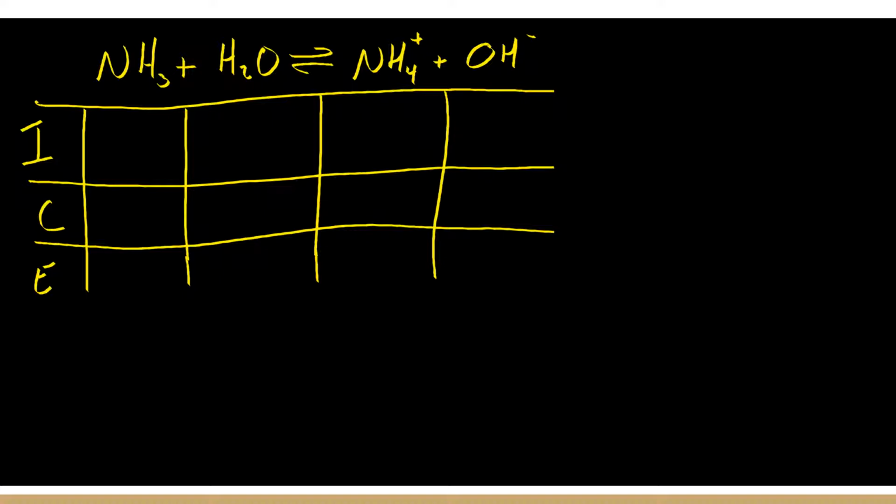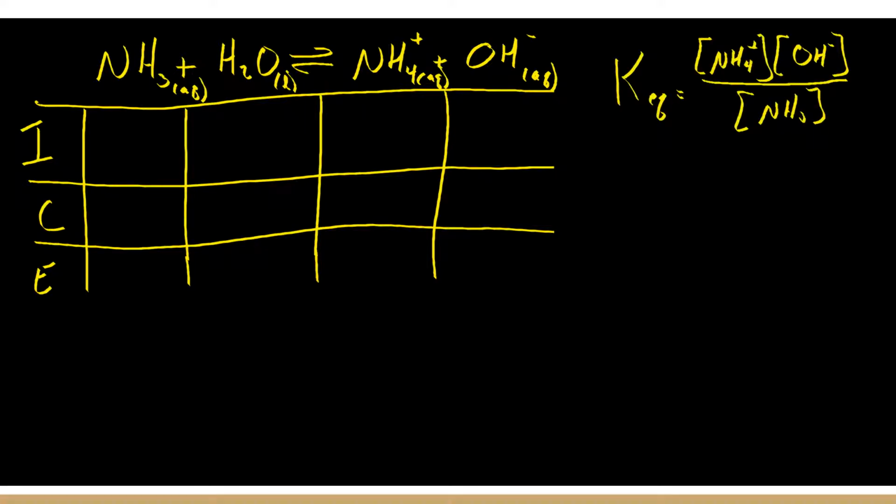All right. And here is our ice table, ICE. And our next big difference is that we need to include the phases of each of these things. Because when you look at the equilibrium expression, you see NH4 plus times OH minus divided by NH3. Water doesn't show up because it is the pure liquid. And hopefully you recall that pure liquids and solids don't show up in a heterogeneous equilibrium.